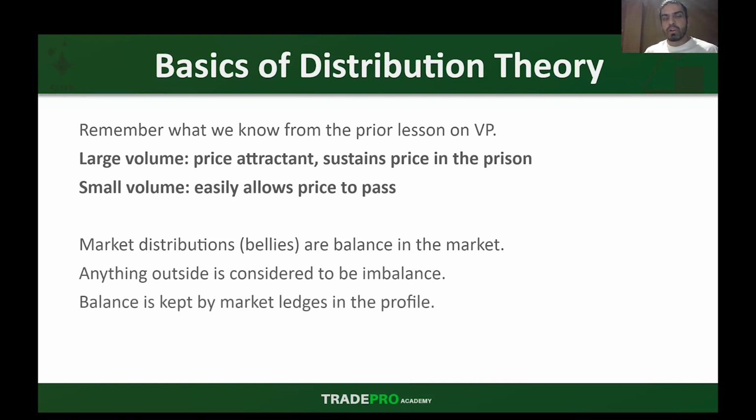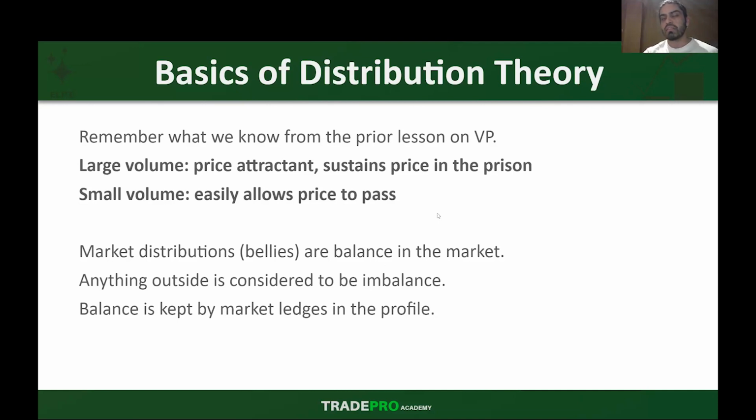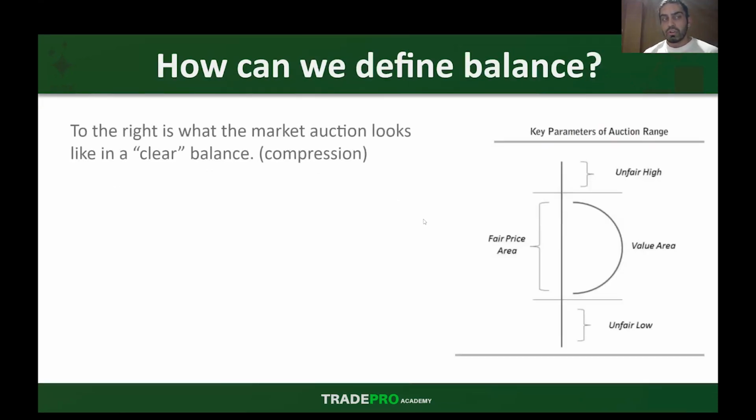So balance is kept by market ledges in the profile. So you see a belly, when a belly is shaped, right? I'm using my hands here. I don't know why. But when a belly is shaped, you have ledges on either end, right? The belly moves into low volume at the ends. And this is where strong-handed market participants enter the market, whether it's outside or within. This is where they enter because there's very little volume at those areas, and those are expected inflection points at those extremes.